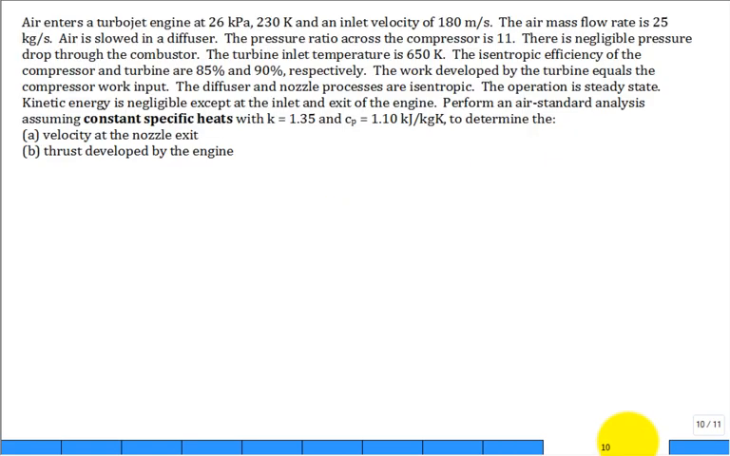So this is the problem that we had last time. We have a jet engine, low pressure, low temperature. It's flying at high altitude at a pretty good speed. It has a good mass airflow rate coming into the jet engine. It has a diffuser, then the compressor with a pressure ratio of 11. There's a negligible pressure drop through the combustor, standard assumption. At the turbine inlet, that means it's been heated to 650 K in the combustor. The isentropic efficiency is 85% for the compressor, 90% for the turbine. So they're different values. We're going to deal with it.